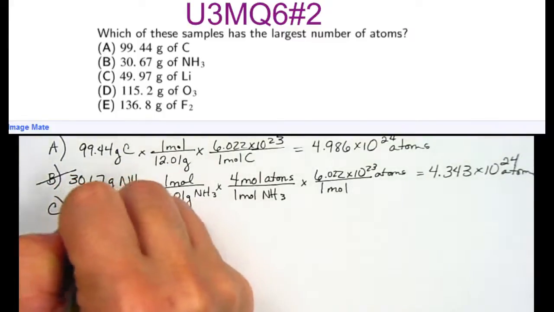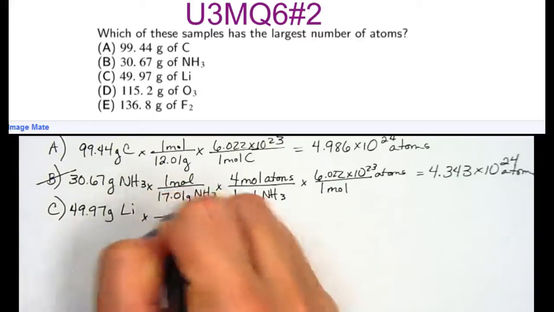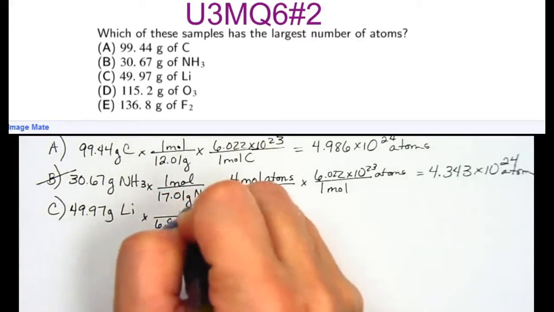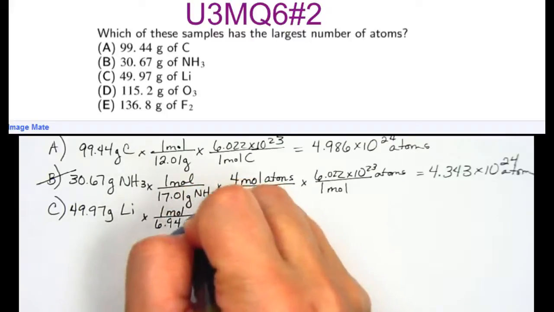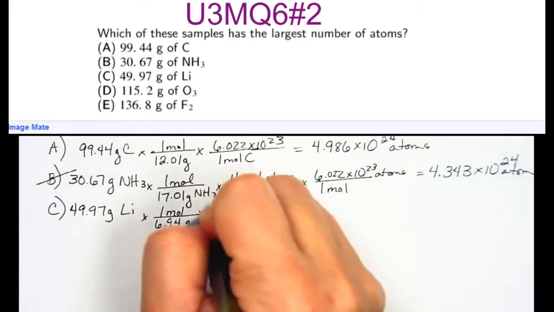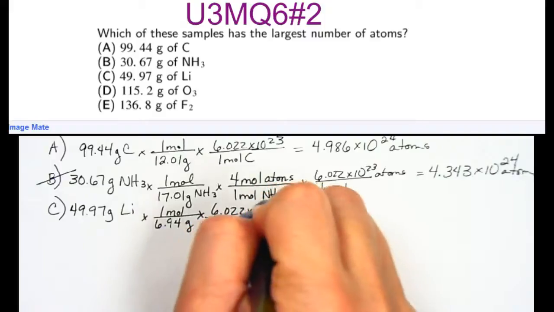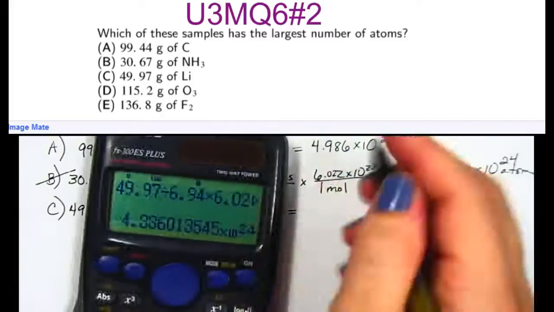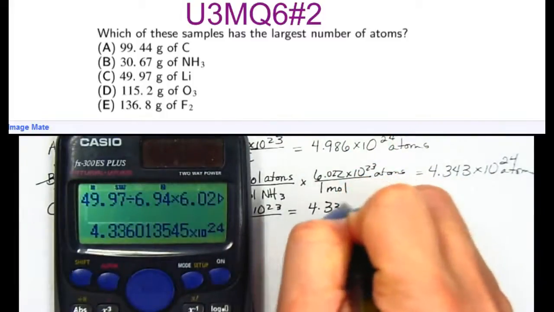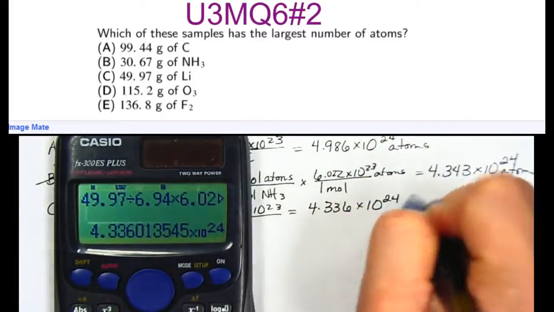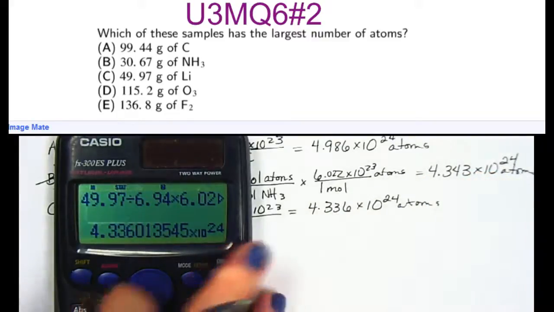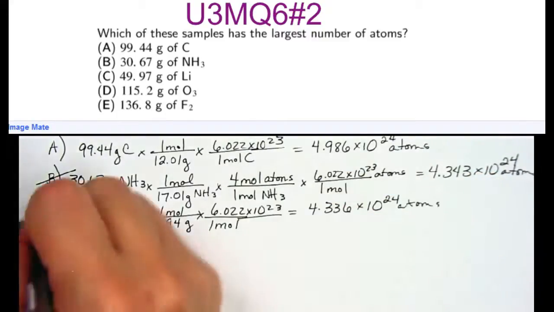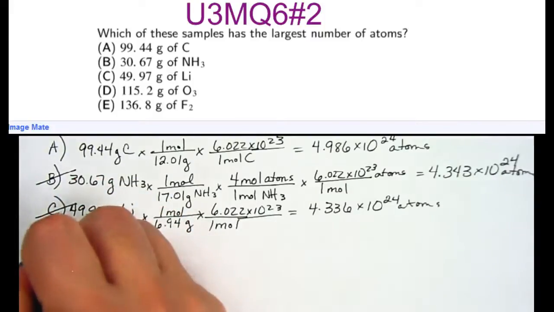49.97 grams of lithium. There's 6.94 grams on the periodic table, which is equal to 1 mole. And 1 mole of lithium is equal to Avogadro's number. And so 49.97 divided by 6.94 times Avogadro's number gives us 4.336 times 10 to the 24 atoms. And this is less than letter A, so it's not going to be C.